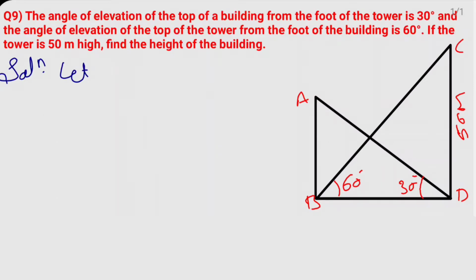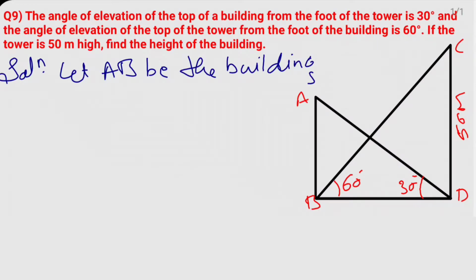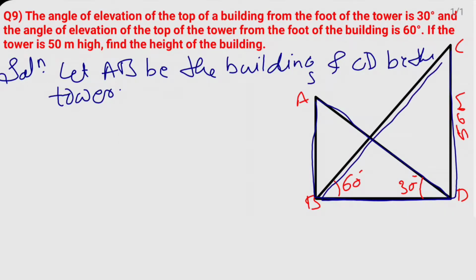Let AB be the building and CD be the tower. So look at the figure. Here we have two right triangles. One is ABD and another one is CDB. So two right triangles are there.